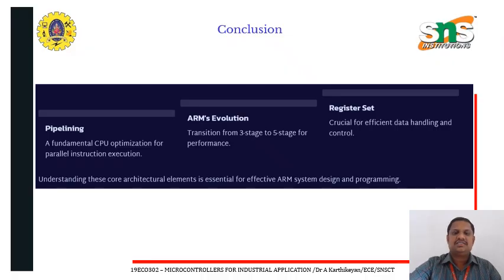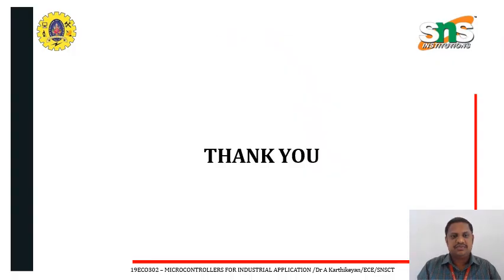The conclusion: pipelining is the fundamental CPU optimization for parallel instruction execution. That is the main important thing. And the ARM evolution is the transition from 3 stages to 5 stages for performance. We already discussed ARM11, ARM9 and ARM smartphones using this ARM 5-stage processor. And the register set is used for critical and efficient data handling. So these are the main architecture and fundamentals of the ARM processor. Thank you.